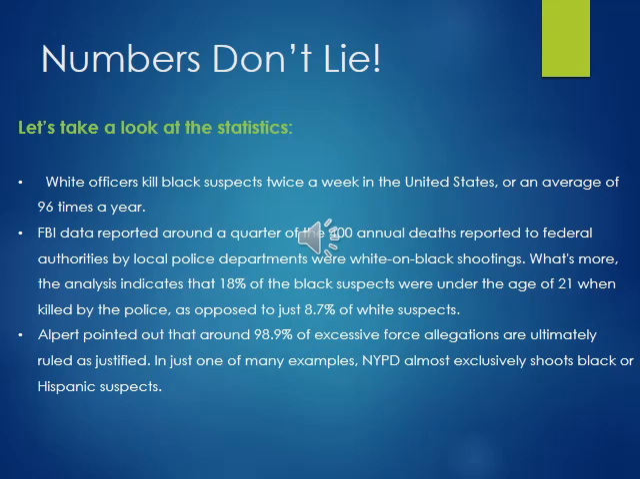What's more unbelievable is that the analysts indicated that 18% of black suspects were under the age of 21 when killed by the police officer, as opposed to 8.7% of white suspects. Someone who analyzed, his name was Alpert, pointed out that around 98.9% of excessive force allegations are ultimately ruled as justifiable. In just one of the many examples, NYPD almost exclusively shoots blacks or Hispanic suspects.